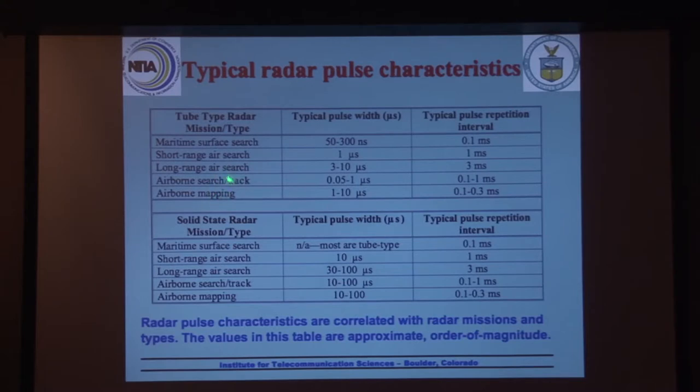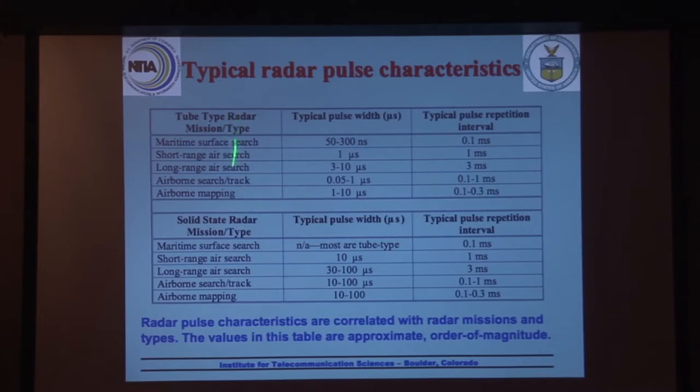One good thing about airborne radars, they don't get into Earth stations or satellites for long before the aircraft moves enough or turns, changes its azimuth enough to get its beam away from the satellite or the Earth station. Airborne mapping, 1 to 10 microseconds, 0.1 to 0.3 millisecond pulse repetition interval.